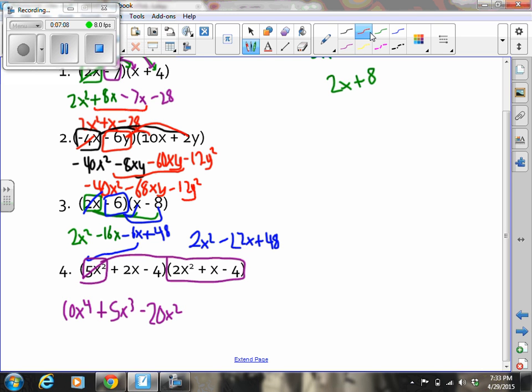Now this one's going to get a little more complicated, so I'm going to try to line up my like terms as I go. So now I'll distribute 2x to this second set, the second polynomial. So 2x times 2x squared, that would give me 4x to the 3rd. Notice that it's a like term with 5x to the 3rd.